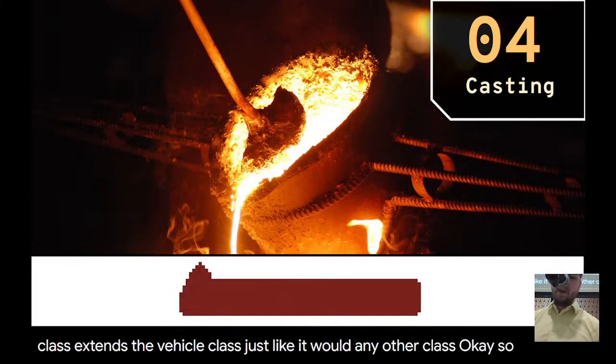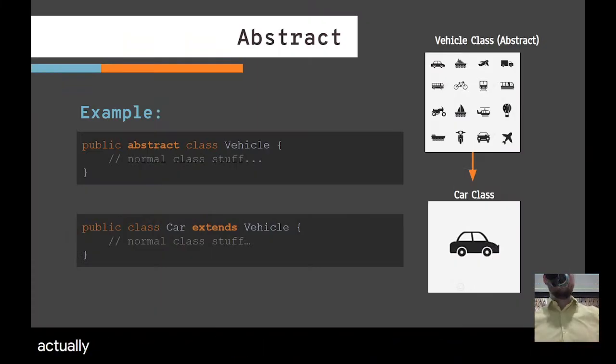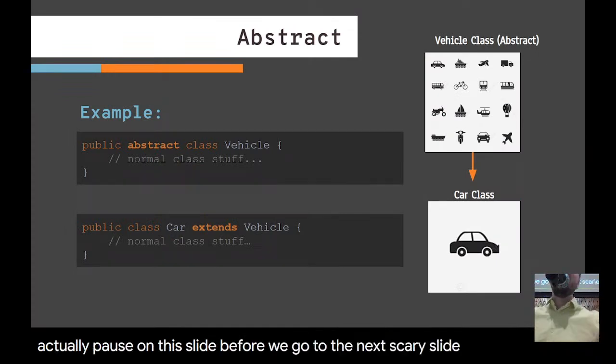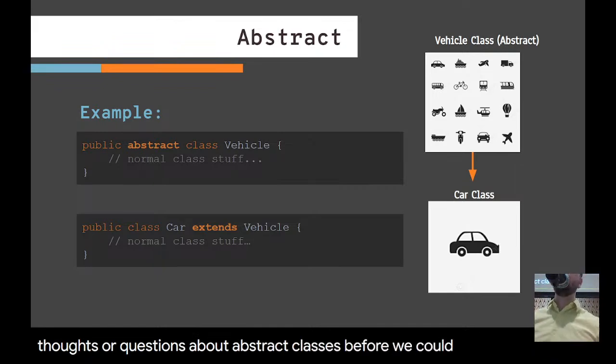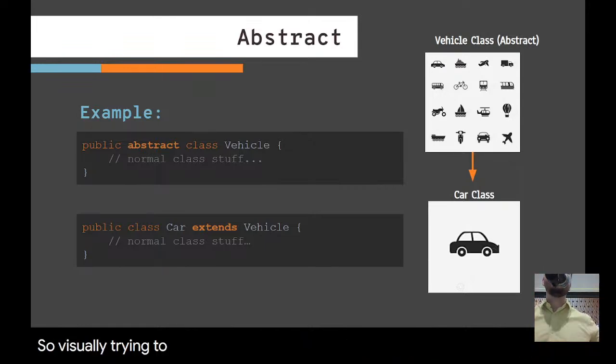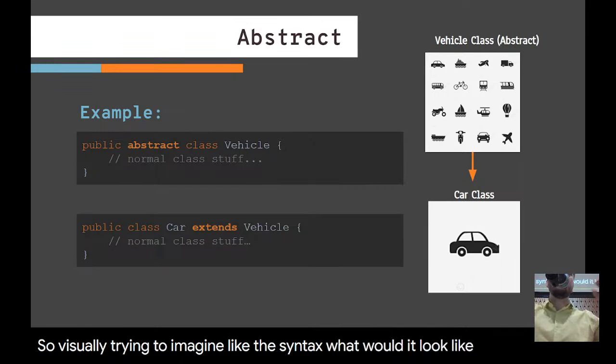Okay, so I'll actually pause on this slide before we get to the next scary slide. Any last bits of thoughts or questions about abstract classes before we talk about casting? Yes? Visually, an abstract class, would it just look like a private class name and then just like empty brackets? Or would it have anything inside of it?